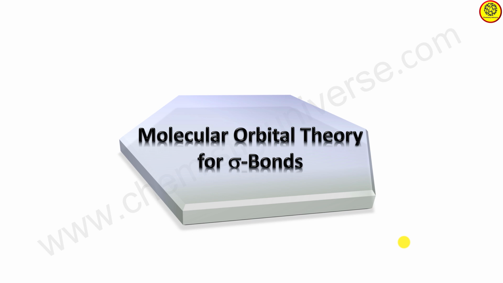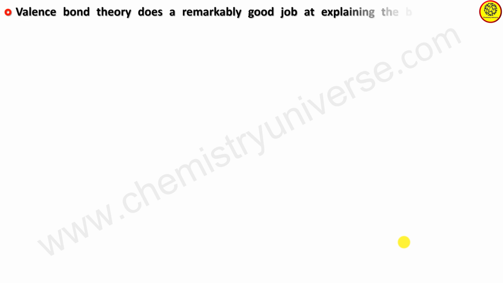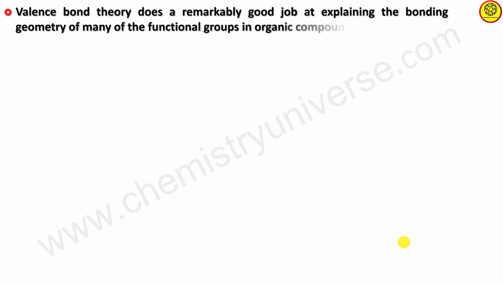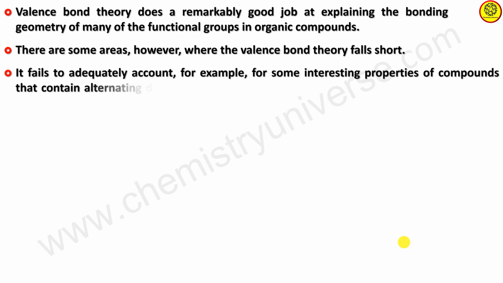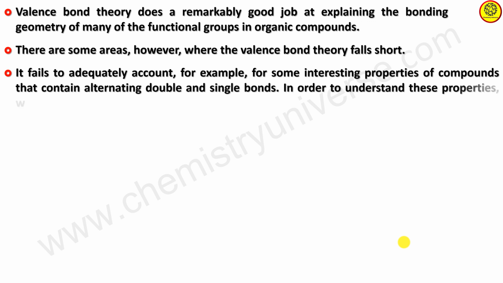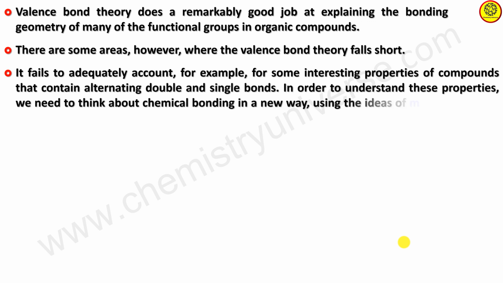So before we do that, we'll start with the sigma bonds. Now the valence bond theory does a remarkably good job at explaining the bonding geometry of many of the functional groups in organic compounds. There are some areas, however, where the valence bond theory will fall short. It fails to adequately account, for example, for some interesting properties of compounds that contain alternating double and single bonds, the ones that show resonance. And in order to understand these properties, we need to think about chemical bonding in a new way, using the ideas of molecular orbital theory or MO approach.